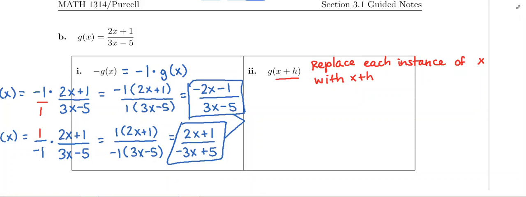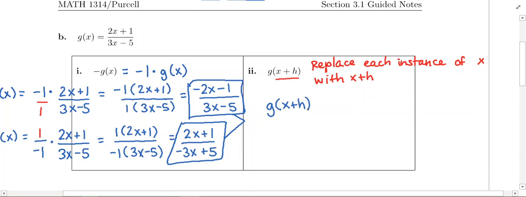All right, so here we go. So g of x plus h. We're going to go to the numerator, so 2x plus 1. Every time you see an x, you're going to replace it with x plus h. Now remember, x plus h is a package deal. You're going to have to put it in parentheses. So we're going to get 2 times x plus h. So instead of 2x, we have 2 times x plus h. And then don't forget to tack on the plus 1.